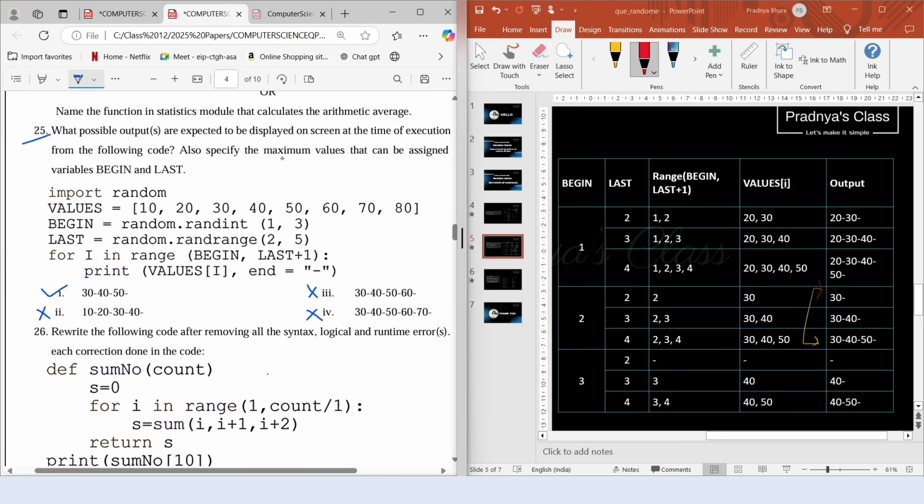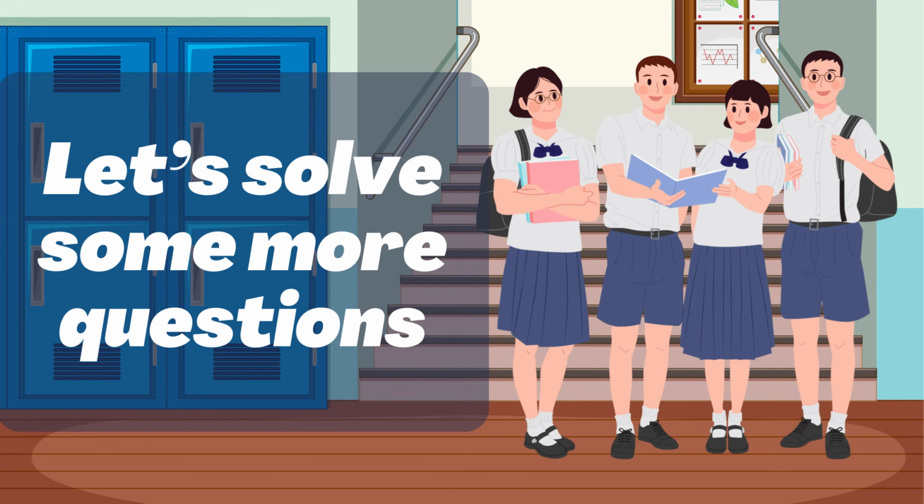And you can easily answer this question. Maximum value for the variables begin and last. The maximum value of begin is 3 and the maximum value for last is 4. Hope you understood this explanation too.